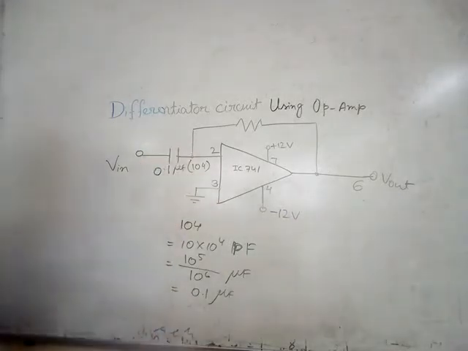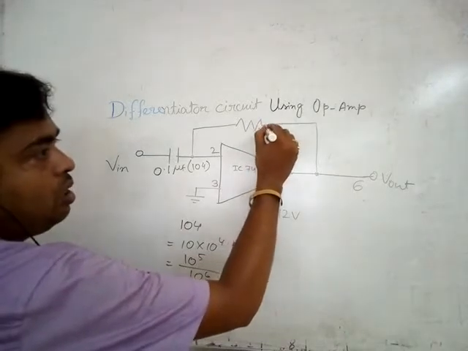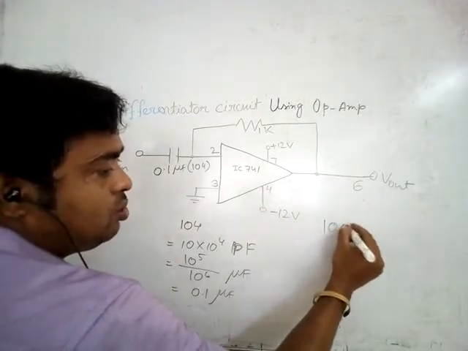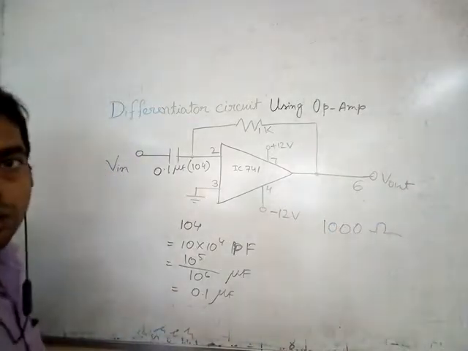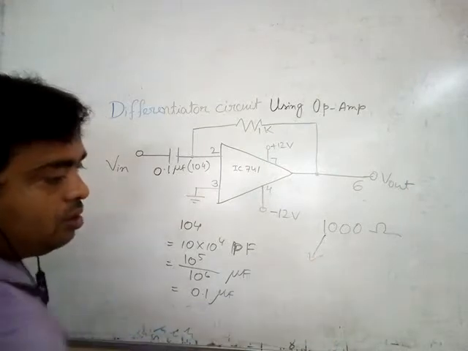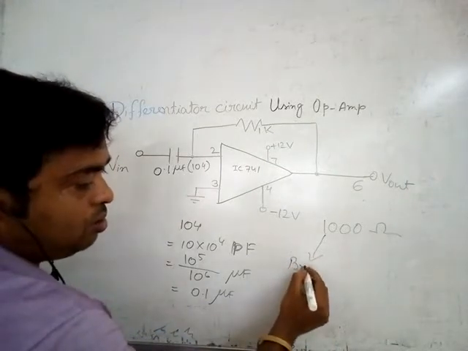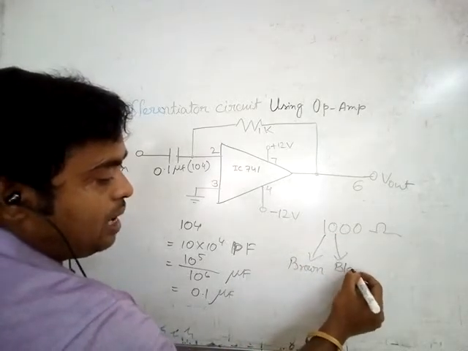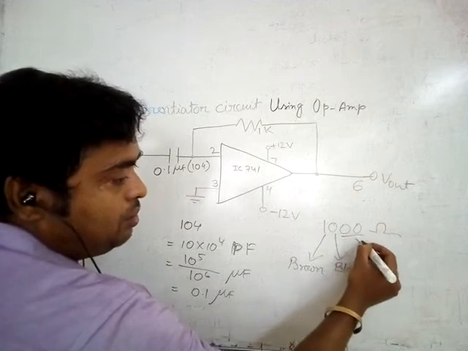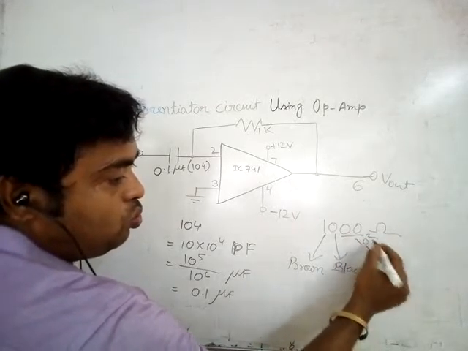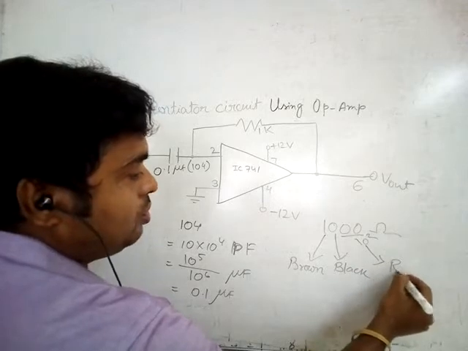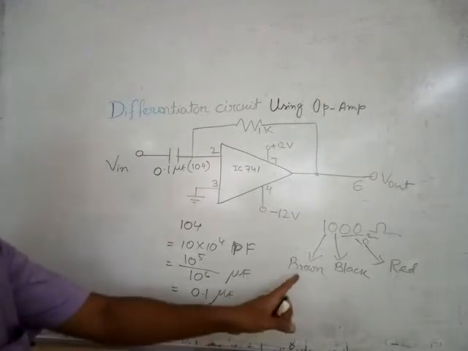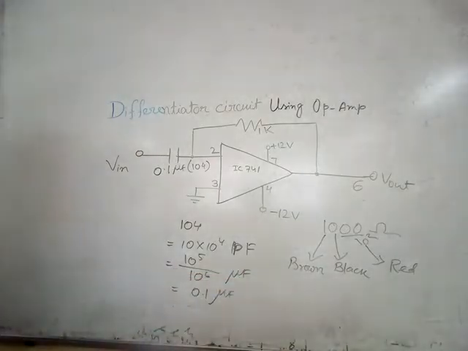The value of the resistor is 1K. We already told how we calculate 1K. 1K means 1000 ohm. So first color code 1 is brown, we know, baby oil. Next 0, that means black. 00, that means 10 to the power 2. 2 means red. So 1K, how do we identify? Brown, black, red. This is the color code.